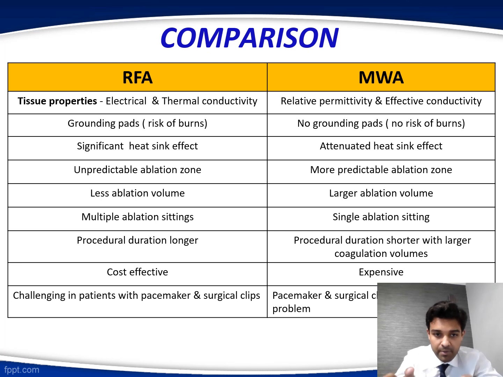So these are some of the comparisons when you compare RFA and microwave ablation. What is significant to see here is the heat sink effect and also the ablation zones, the larger ablation zones for the microwave, and also the tissue properties. Both electrical conductivity and thermal conductivity tissue properties vary for RFA, and in comparison, microwave ablation has relative permittivity and effective conductivity.